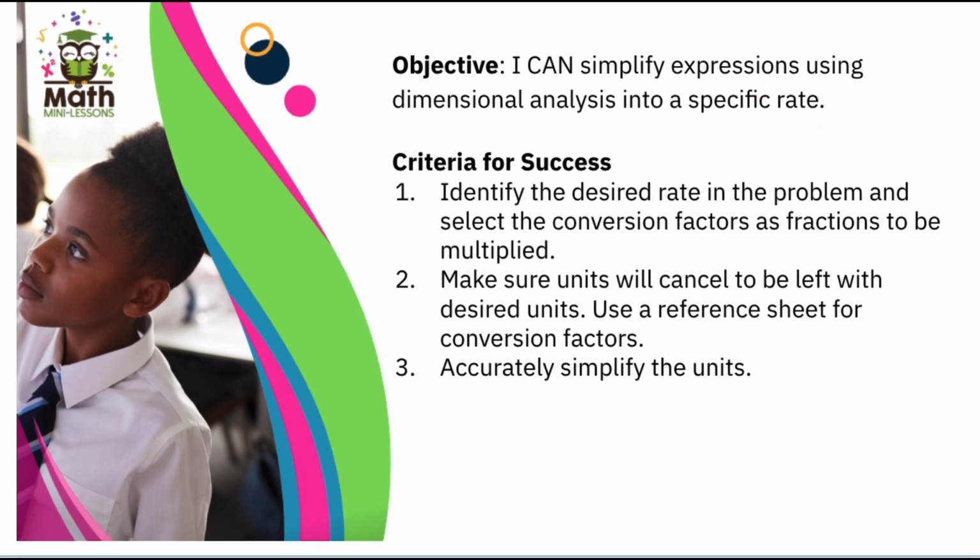Here are the things I want you to look for while I'm modeling today. I want you to look how I identify what that rate is. How do I know what I'm looking for, that desired rate? And how I make sure that those units are going to cancel to be left with what I want. That's going to be the goal, okay?